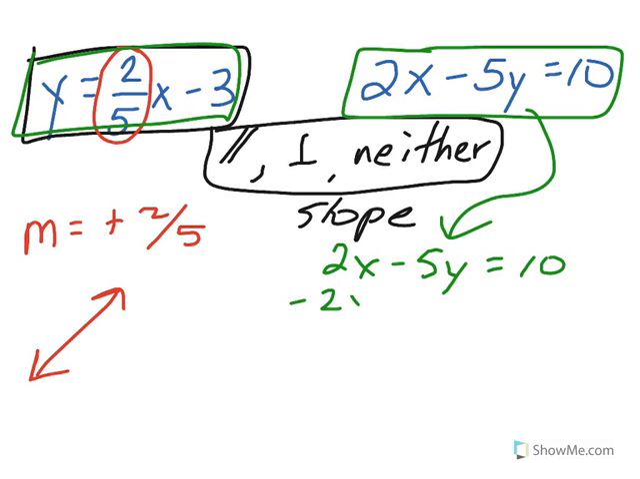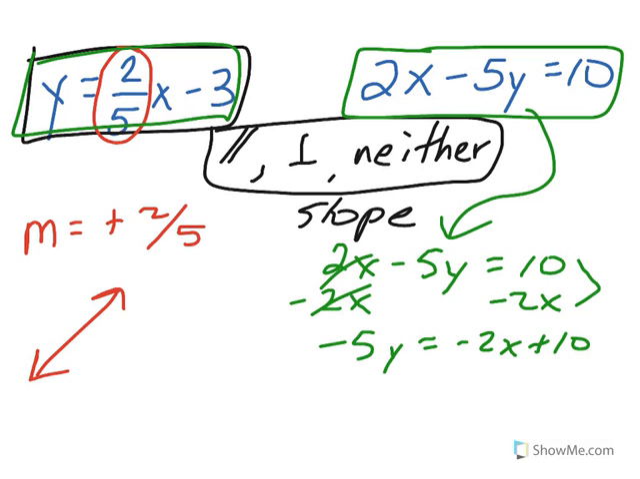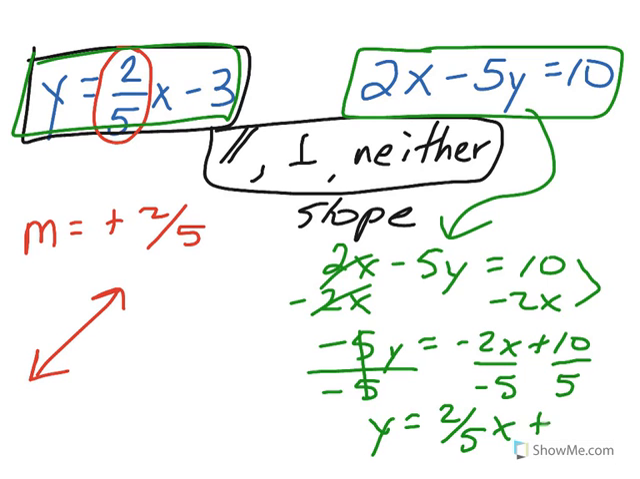So I'm going to start by subtracting 2x. I get negative 5y equals negative 2x plus 10. Remember, these are not like terms. I can't add them together. I just got to write them on the same side. And now I'm going to divide by negative 5. And I get y equals positive 2/5 x plus 2. Okay, now this plus 2 right here and this minus 3, that's the y-intercept.